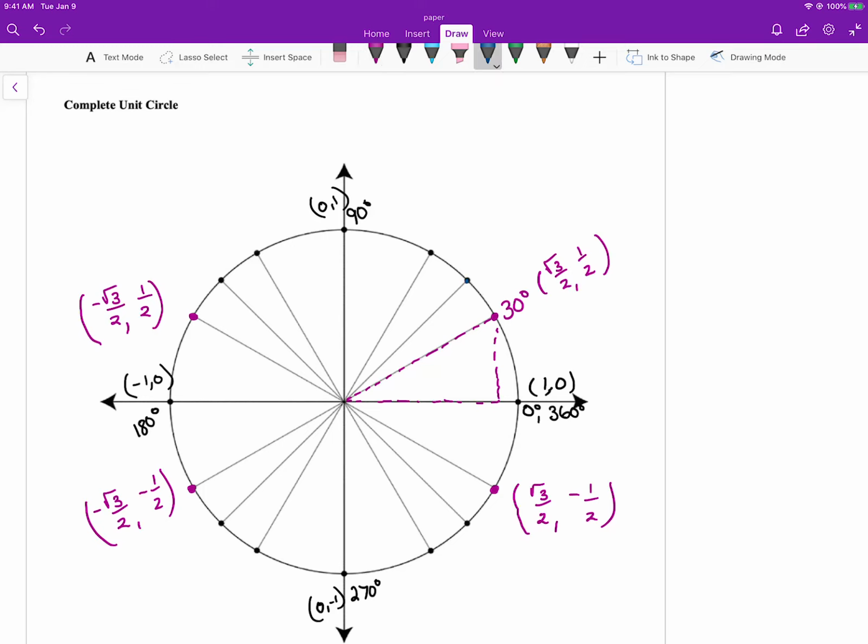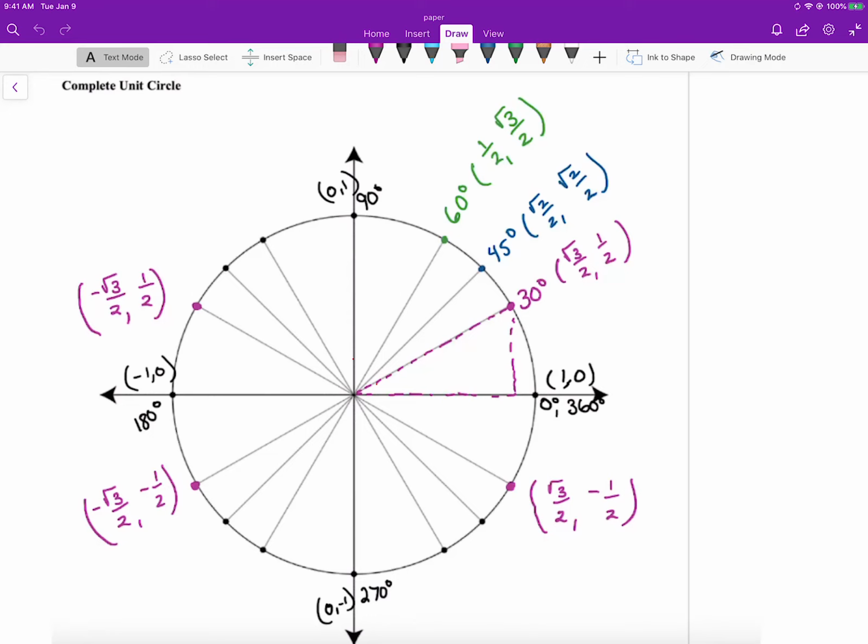We had our 45-degree angle here, and that was √2/2, comma √2/2. And then our 60-degree angle here, 1/2, √3/2.